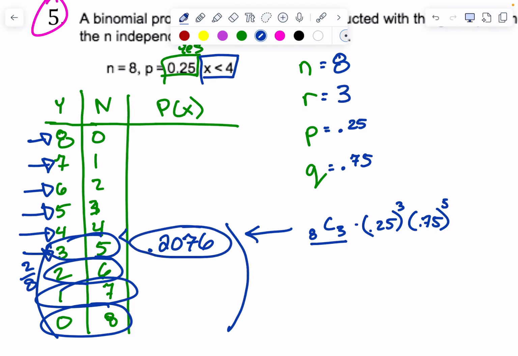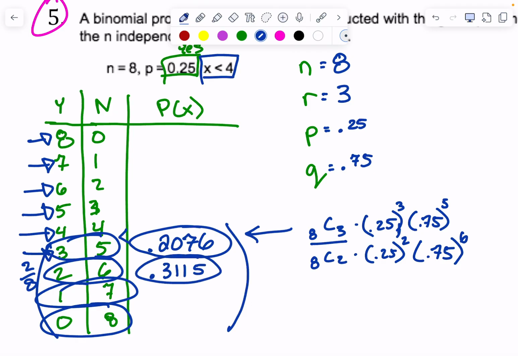Now, when I do 2 and 6, is it going to be higher than that one or lower? Higher, because we said that this combination should be the highest one, right? So in this next one, we're doing 8C2 times 0.25 to the 2, times 0.75 to the 6. I got 0.3115.